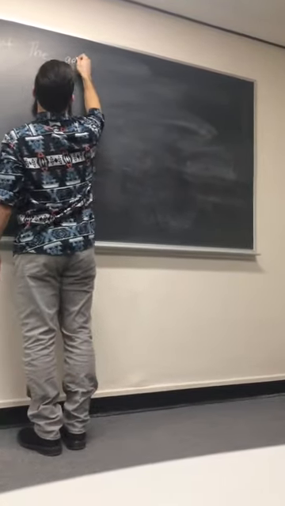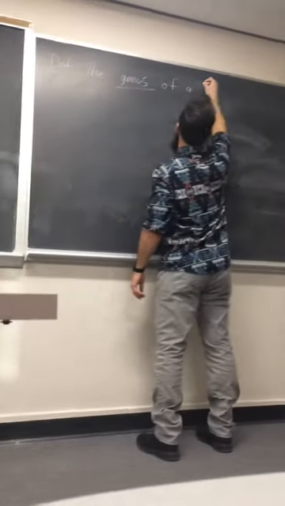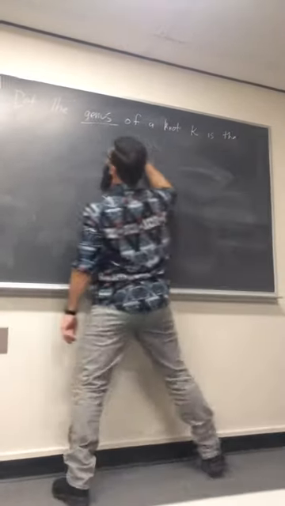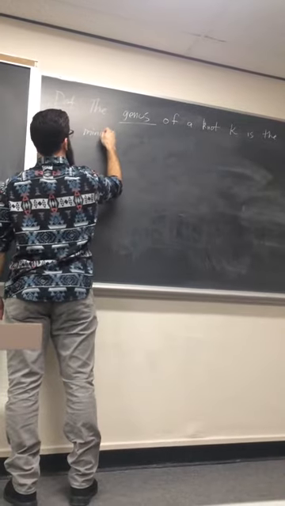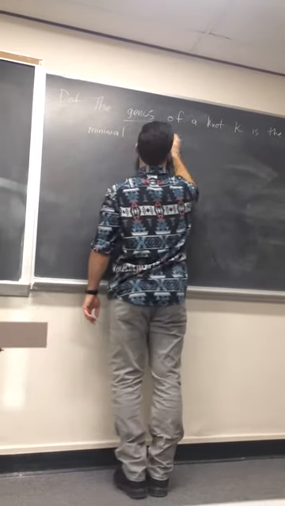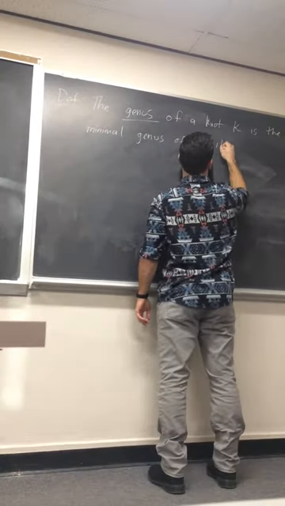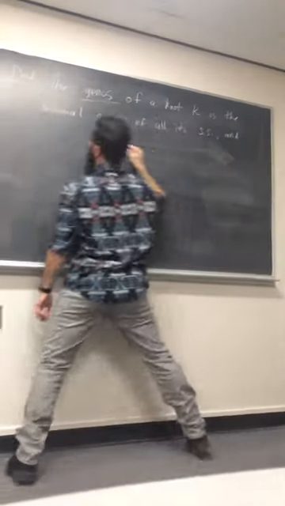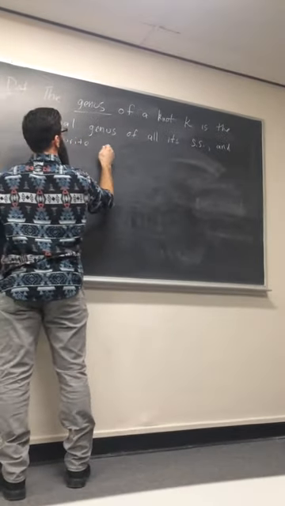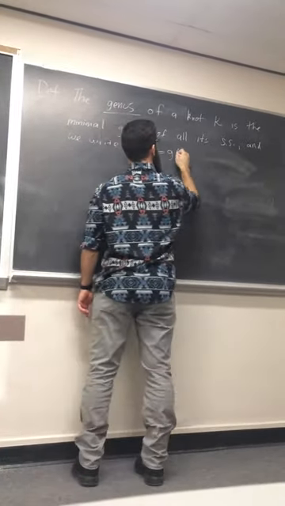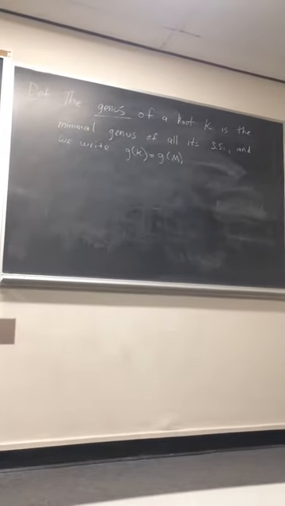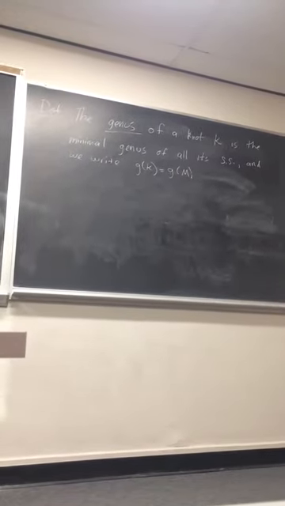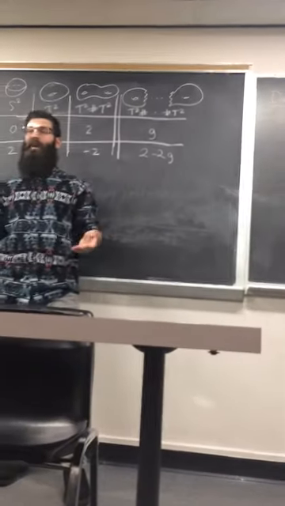All right, so the genus of a knot K is the minimal genus of all its, I'm just going to abbreviate, Seifert surfaces. And rewrite: the genus of knot K equals the genus of M, where M is a minimal Seifert surface. Now, this definition is not well defined unless we know that every knot has a Seifert surface.